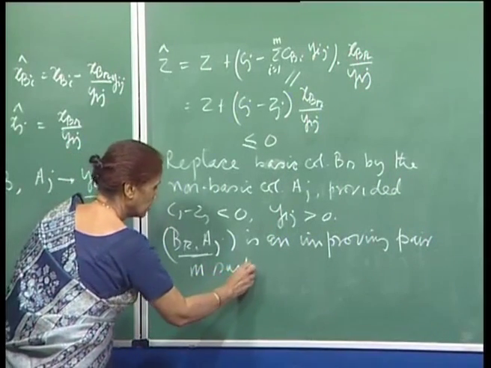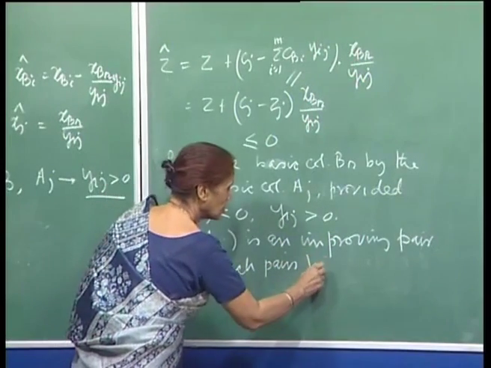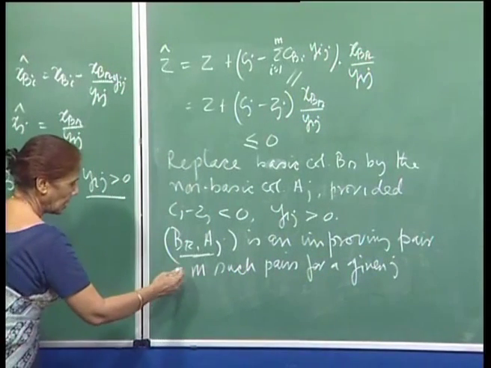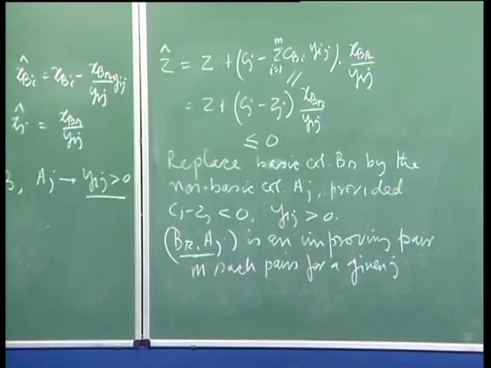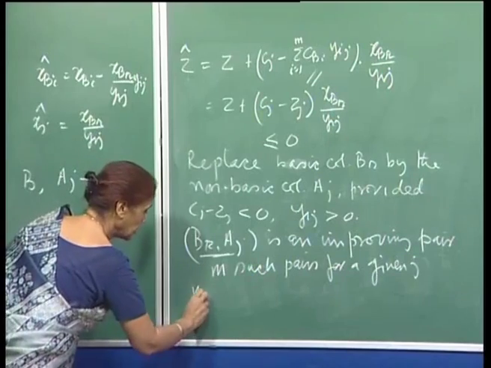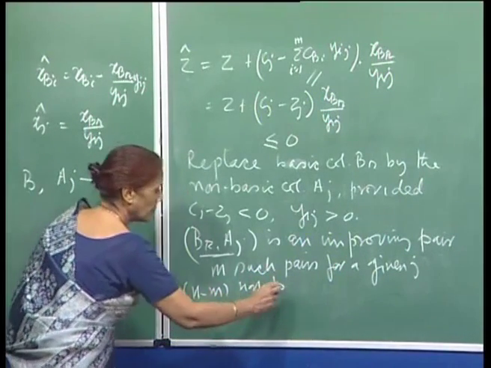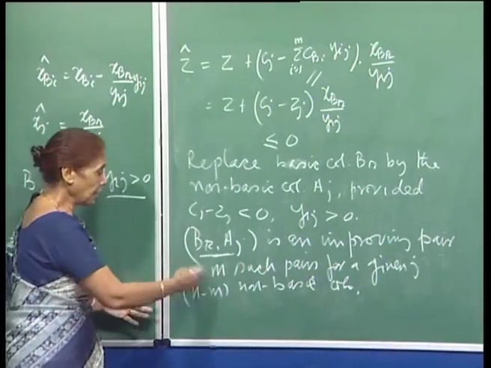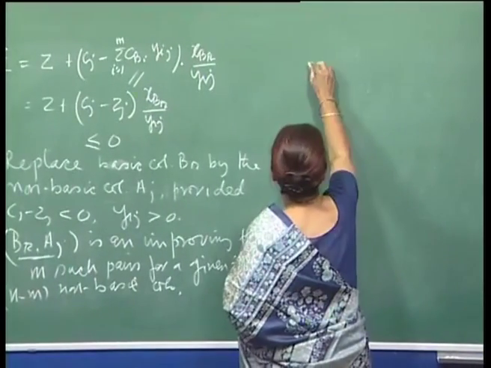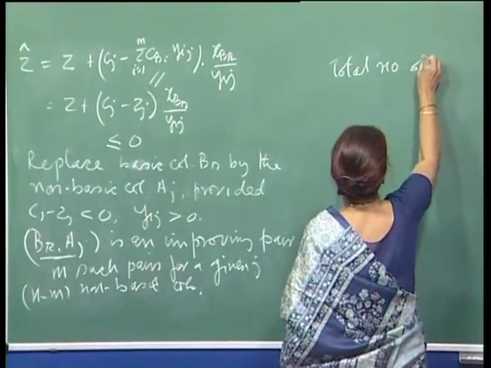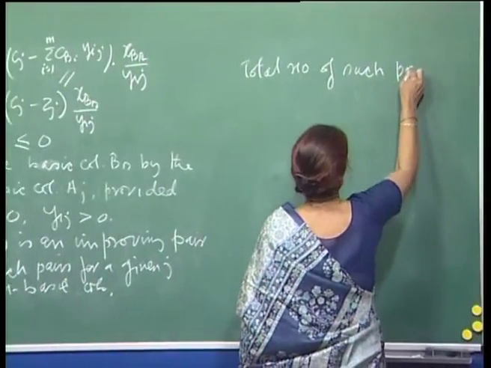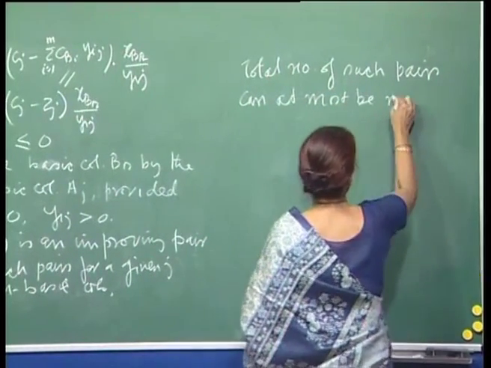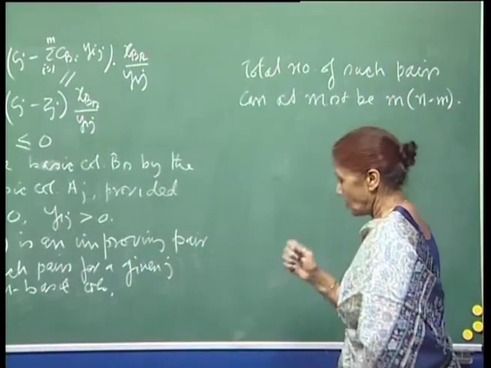For a given j, for a given non-basic column, there are m such pairs at most, right, an upper bound. So, there can be m such pairs, and then we have n minus m non-basic columns. So, the total number of such pairs that you can consider can at most be m into n minus m.